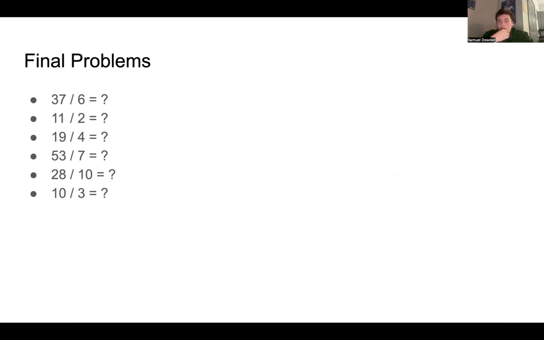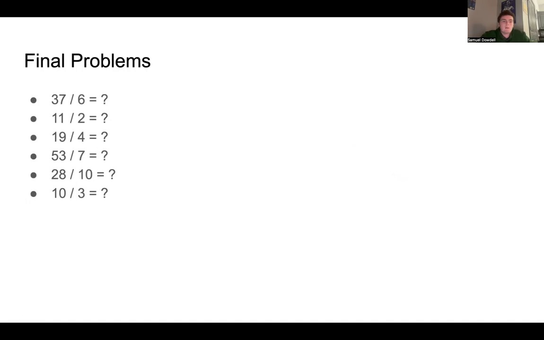19 divided by 4. We know 4 can't directly go into 19. We know it could go into it 5 times, but that's too high. So we know it has to go in 4 times. And that leaves us with a remainder of 3. 19 minus 16 is 3. So 4 remainder 3.